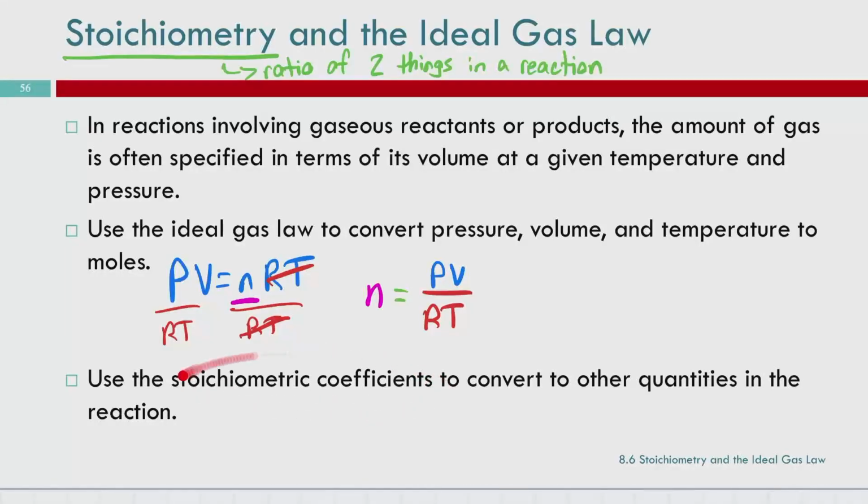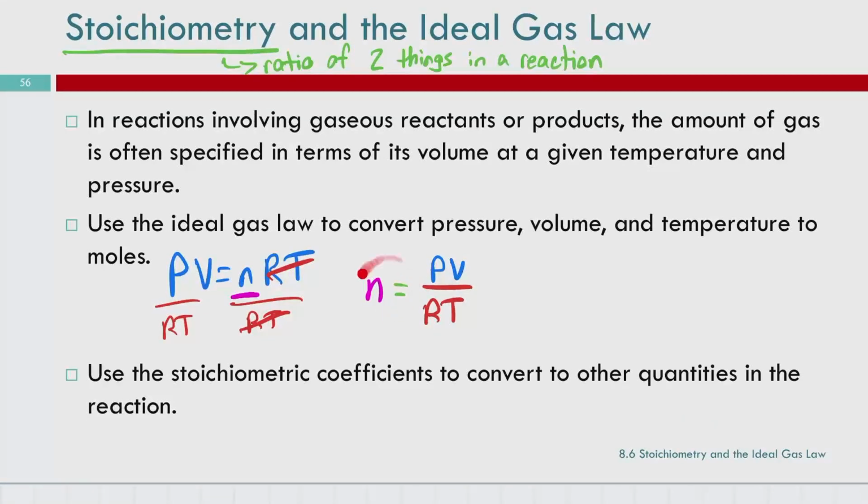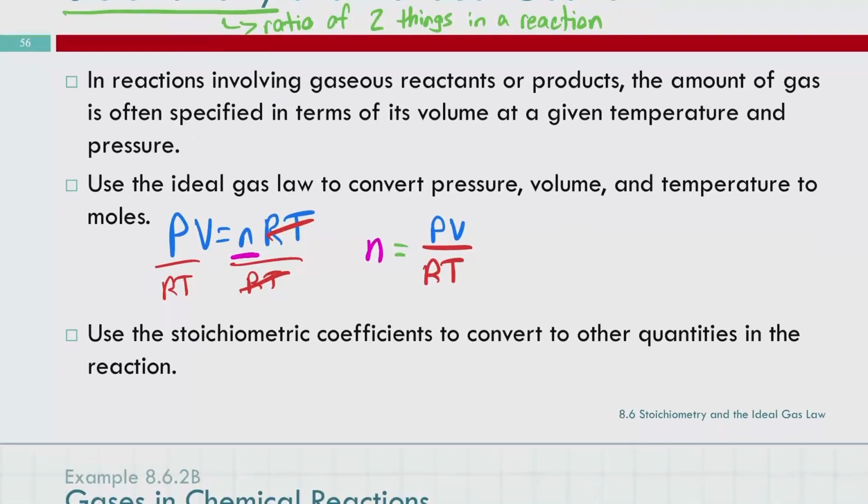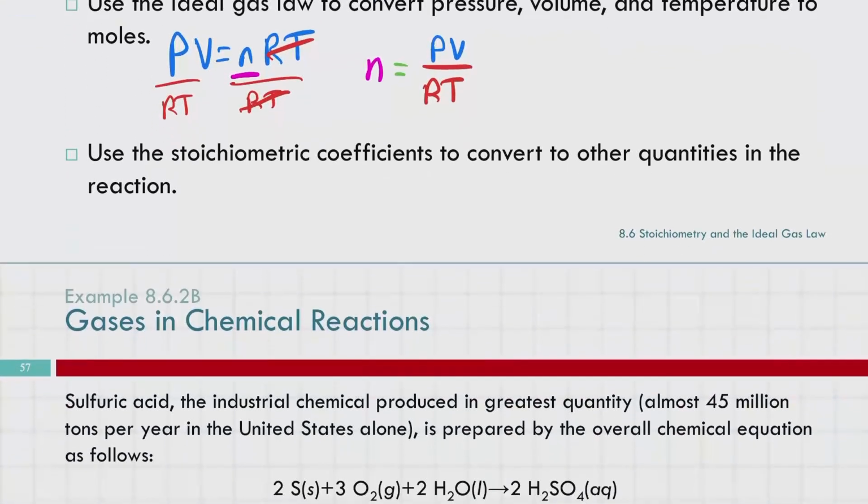And then we can use the ratio, we can use the stoichiometry to convert from this moles of our gas to other quantities. Or we could get the number of moles and figure out the pressure, the volume, or the temperature. There's lots of different fun mix-ups and change-ups that we can do at this point. Let's look at an example.